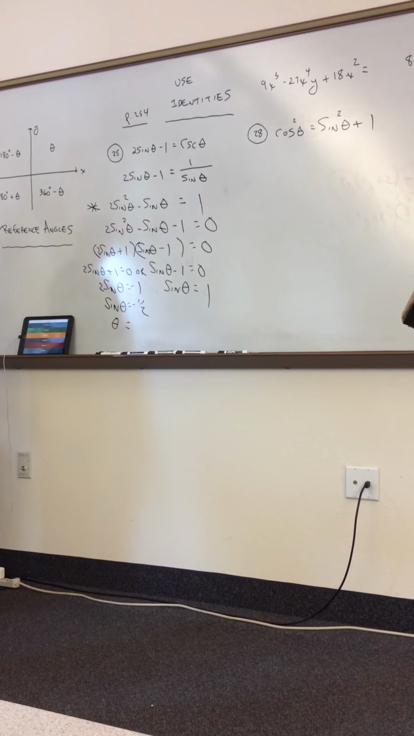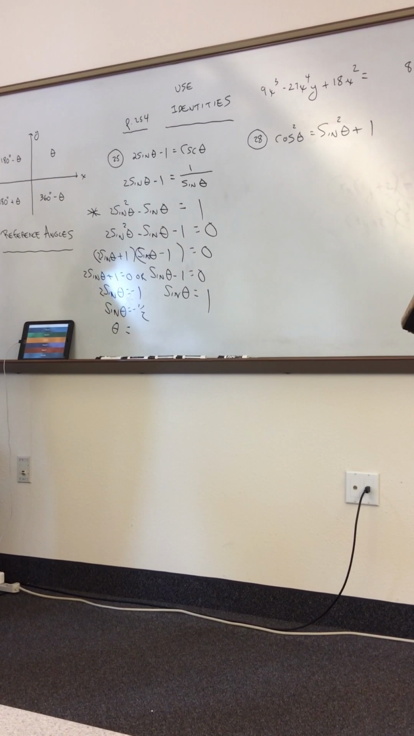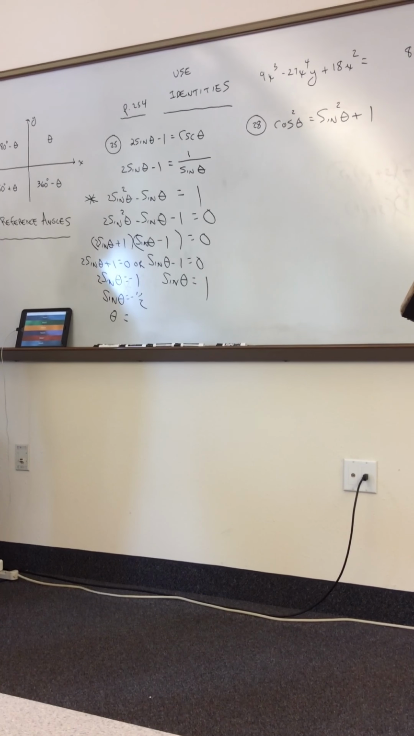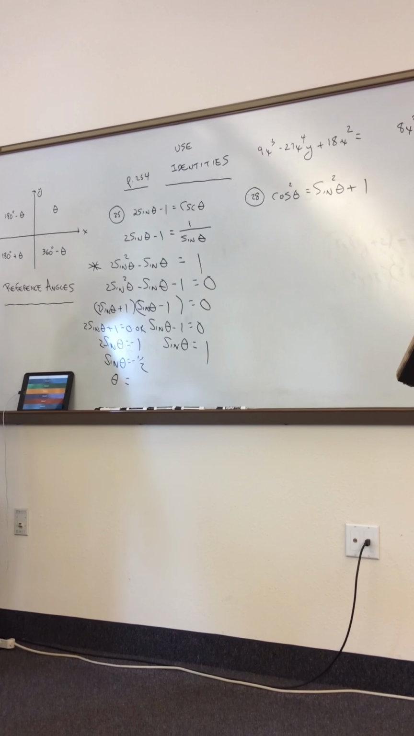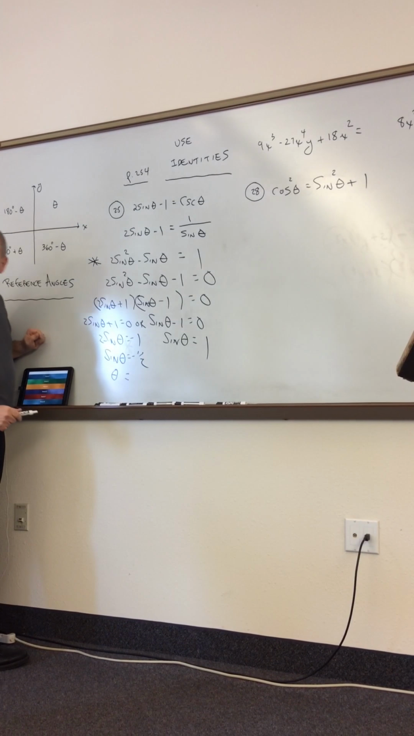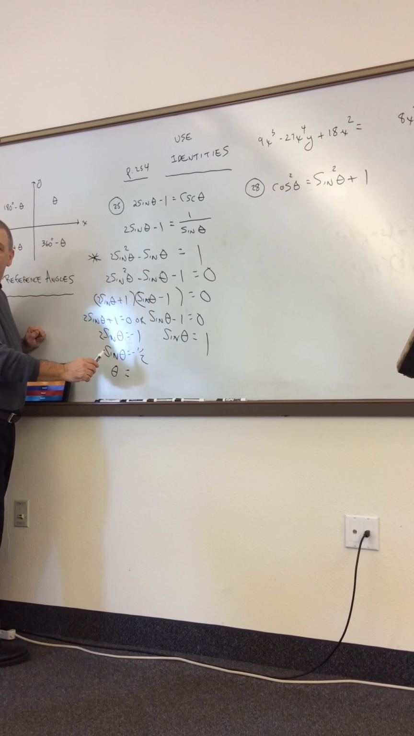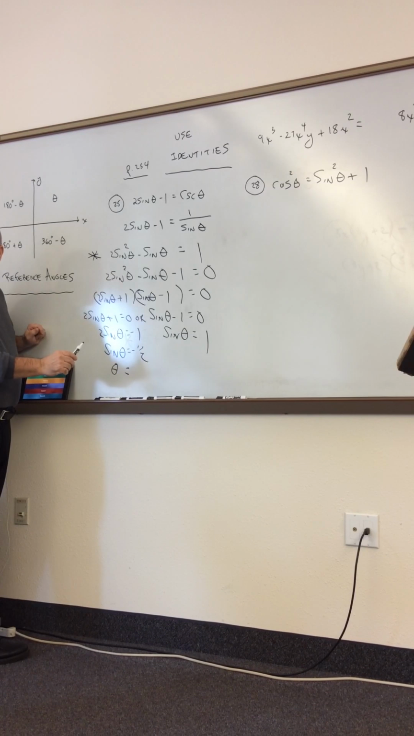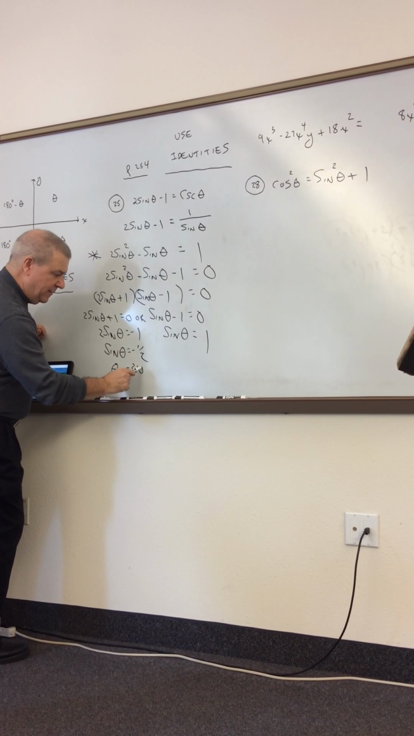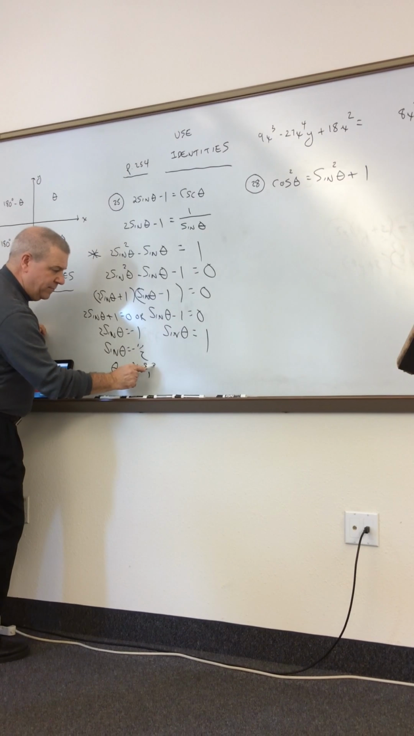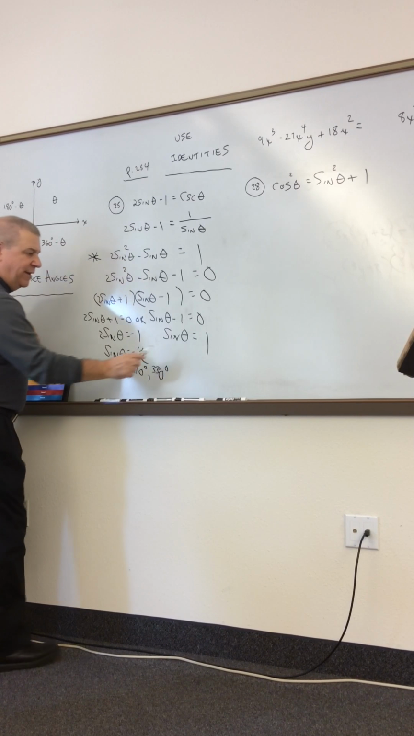What's the reference angle that you need for 1/2 for sine? Donut? 30. So what's the angle in the third quadrant then? That's 30 degrees away. In the third quadrant, 30 degrees away. 210. And what is it in the fourth? 330. So there's that one.